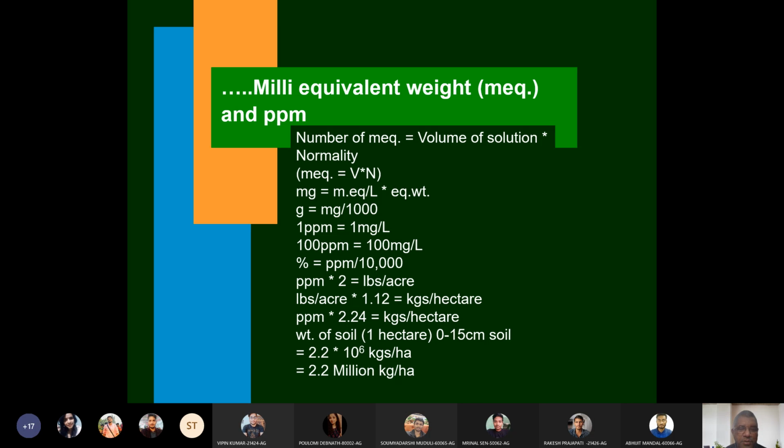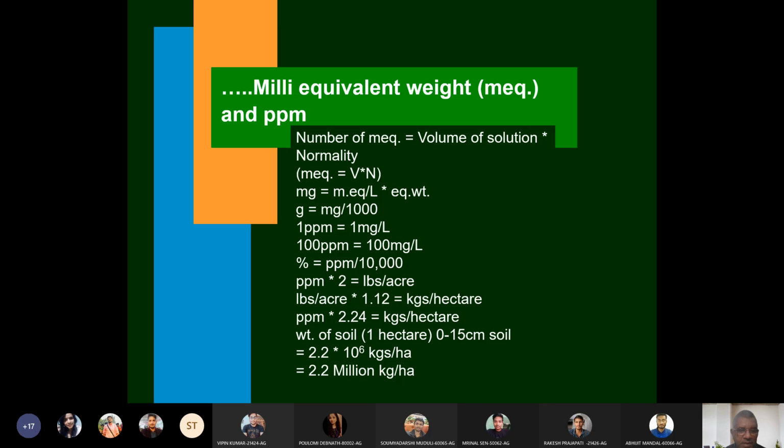From ppm, for example, 3 ppm of phosphorus, and you want to convert to pounds per acre, 3 multiplied by 2, you will have 6 pounds per acre of phosphorus. So ppm multiplied by 2 gives pounds per acre. And this pounds per acre multiplied by 1.12 gives kilograms per hectare. Or straight away, you can multiply ppm by 2.24 and you will get kilograms per hectare.